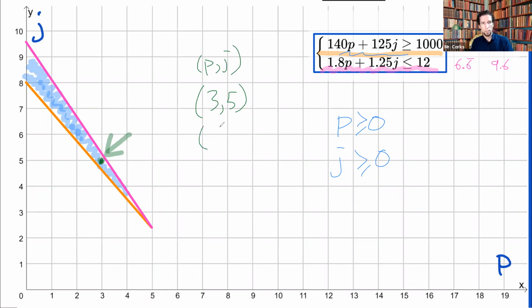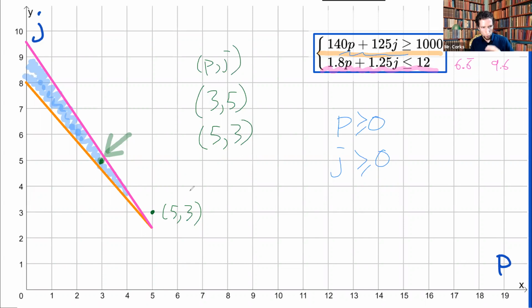The second one they asked us about was the reverse. 5, 3. Is that a valid solution? It's not possible. This one is outside. It's close, but it's not actually in the solution space.